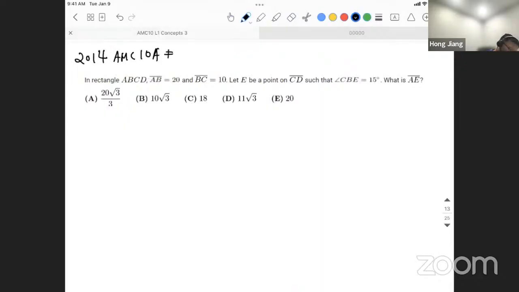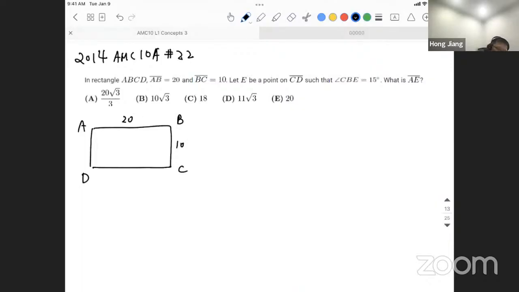AMC 10A, question number 22. The problem says in a rectangle ABCD, AB equals 20, BC equals 10. Let E be a point on the side CD such that angle CBE equals 15 degrees. So the question asks you, what is the measurement for AE?